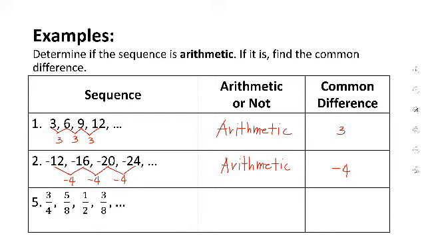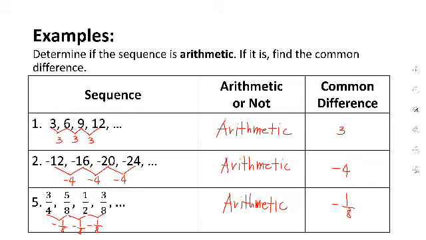And then finally, the last example. When we subtract 5/8 minus 3/4, we have negative 1/8. And then 1/2 minus 5/8 is also negative 1/8. And then 3/8 minus 1/2 is also negative 1/8. So if you look at the differences, they're all the same. So therefore, example number 3 also describes an arithmetic sequence, and the common difference is negative 1/8.